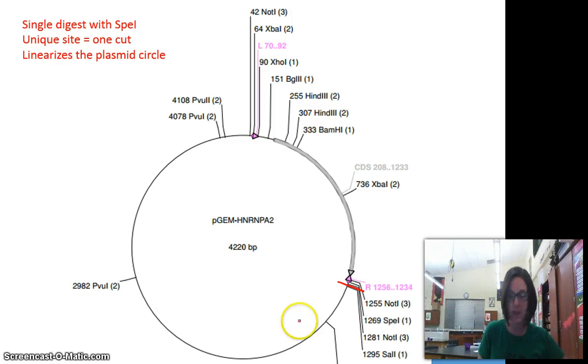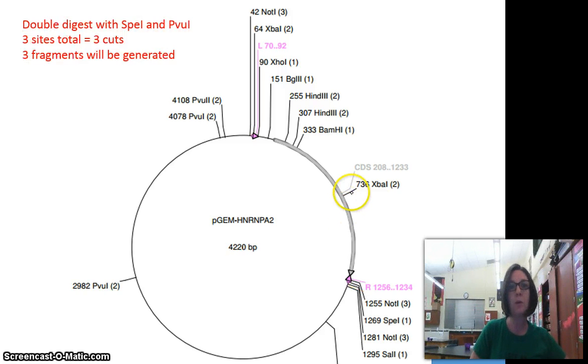So now instead of having a circle, you would just have a straight line. You wouldn't lose any bases, so it's still 4,220 base pairs in length, only now it's a long line instead of a circle. That means it's going to run slightly differently on a gel. So when you do your single digest, you should expect to see a slightly different band for the linear versus the uncut plasmid. But what we normally do is a double digest, where you put 2 different enzymes in at the same time.